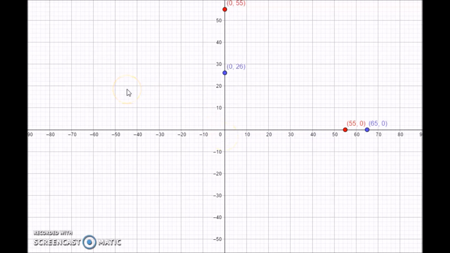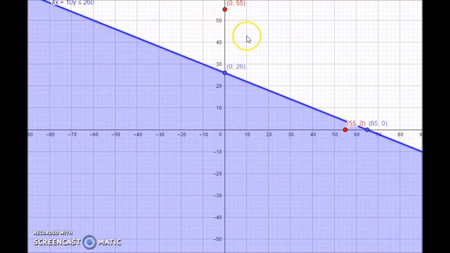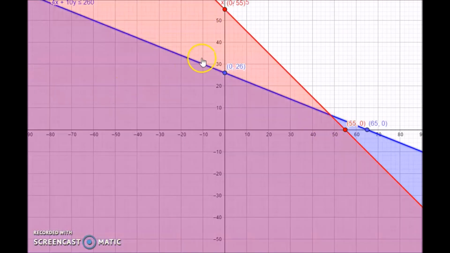Next, we decide what kind of line we're going to use. Since we have less than or equal, we use a solid line. We connect these points using a solid line, and we connect these 2 points by a solid line again. We shaded the blue graph downwards because we use less than or equal, and the same with the red graph. Now, we can find the solution set on the part of the graph where the 2 shades overlap.